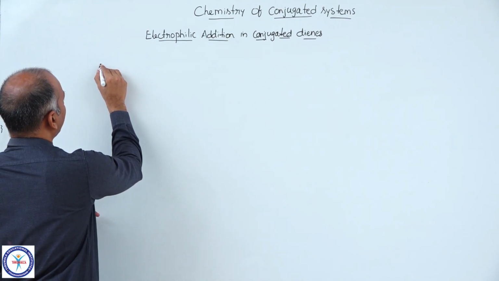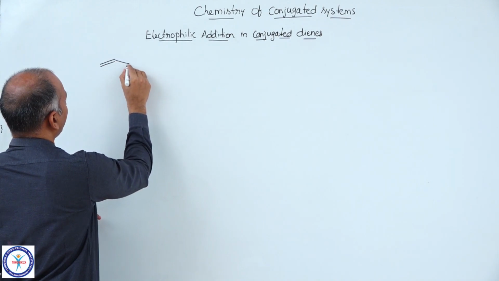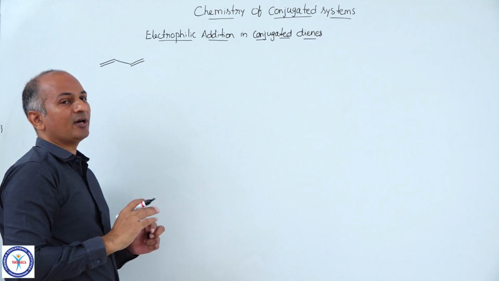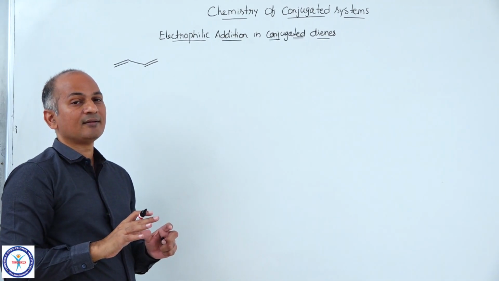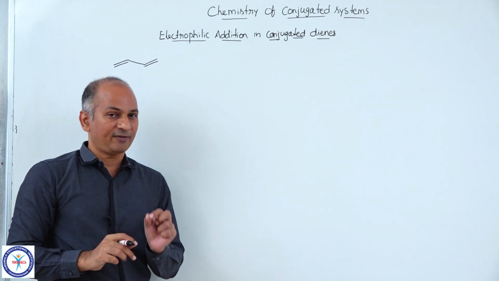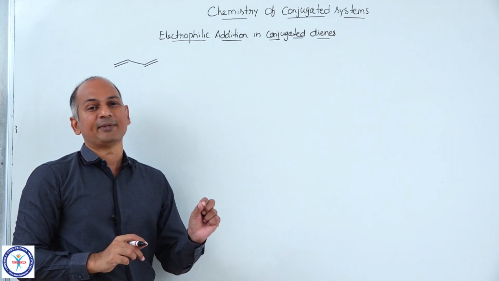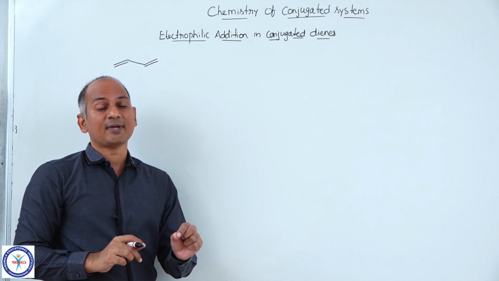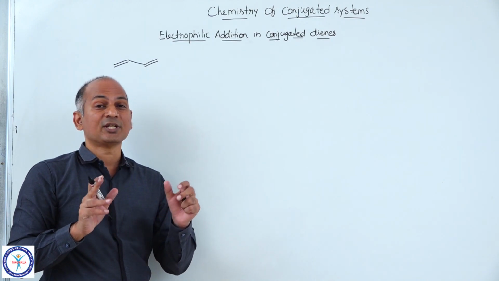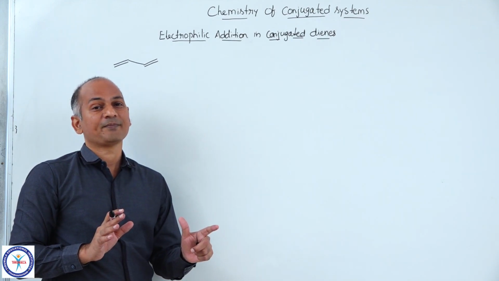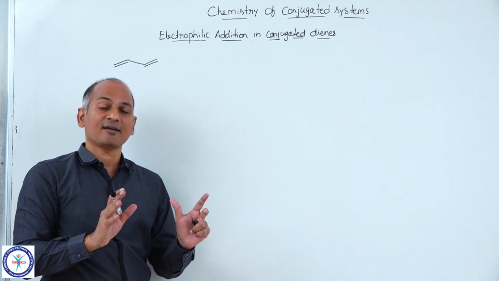So if you take 1,3 butadiene, you all know when you add HBr without peroxide, the mechanism happens in two steps. First step is the attack of H plus, second step is the attack of Br minus. Attack of H plus is the rate determining step. And you all know one more thing, generally addition reactions are exothermic.